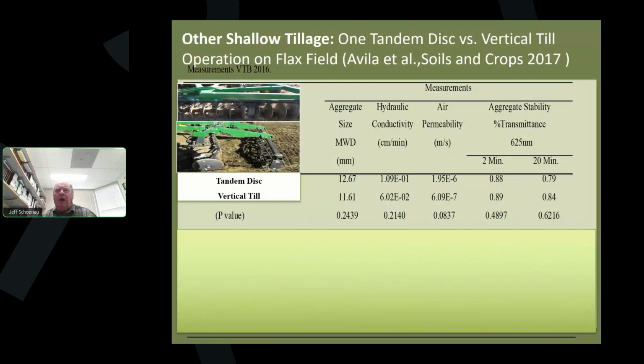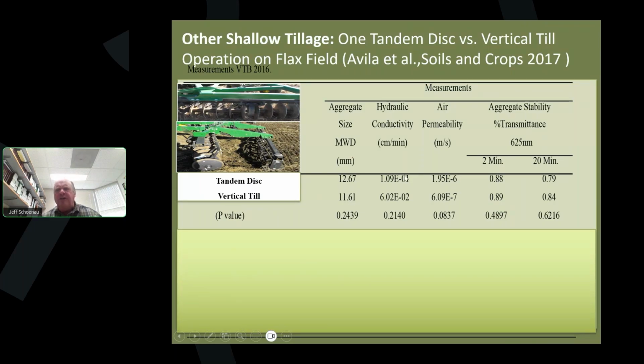Bringing in a little bit more on shallow tillage, just one slide on this from work that was done by Raul Avila in his master's research more recently, comparing one tandem disc operation versus a vertical till operation on a flax field. The tandem disc here has discs as shown on the top. The vertical till unit that was used had discs, and it also had rolling baskets behind. And the measurements that were made, shown here: aggregate size, there was a trend towards decreased aggregate size with the more intensive vertical till, but it really wasn't statistically significant.